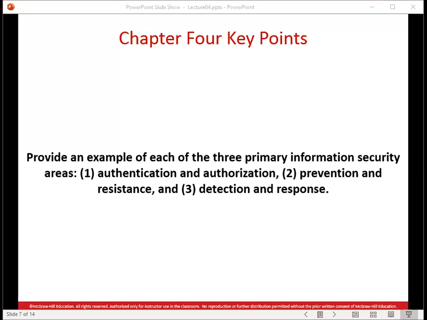And finally, detection and response. Intrusion detection software, IDS, features full-time monitoring tools that search for patterns in network traffic to identify intruders. Some of them have the capability to provide responses, and they might be called intrusion detection and prevention systems.